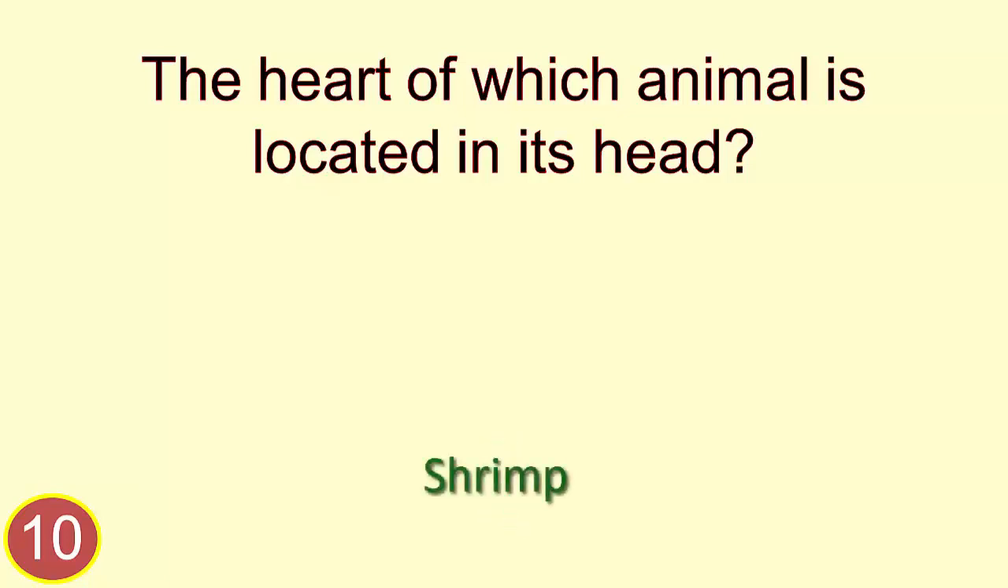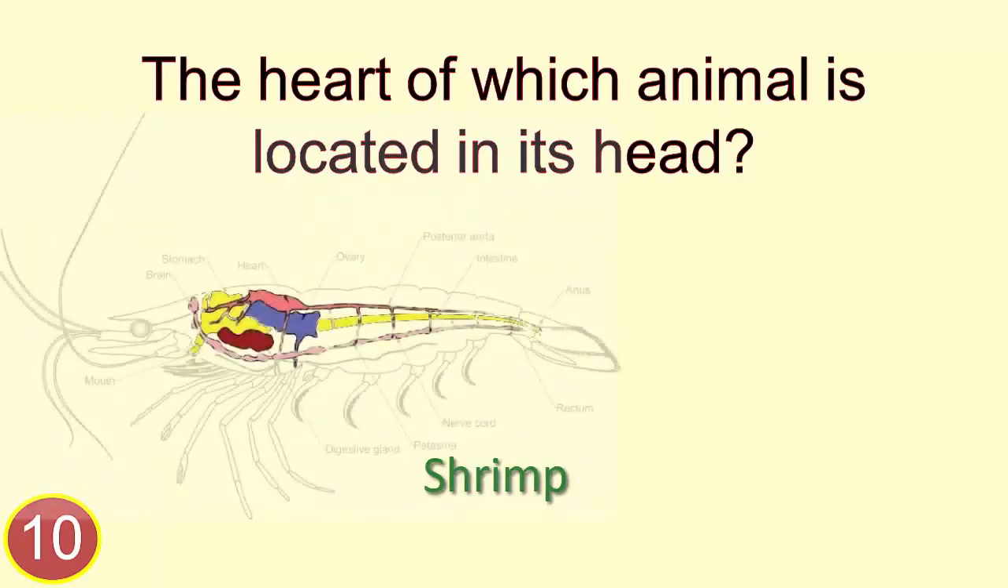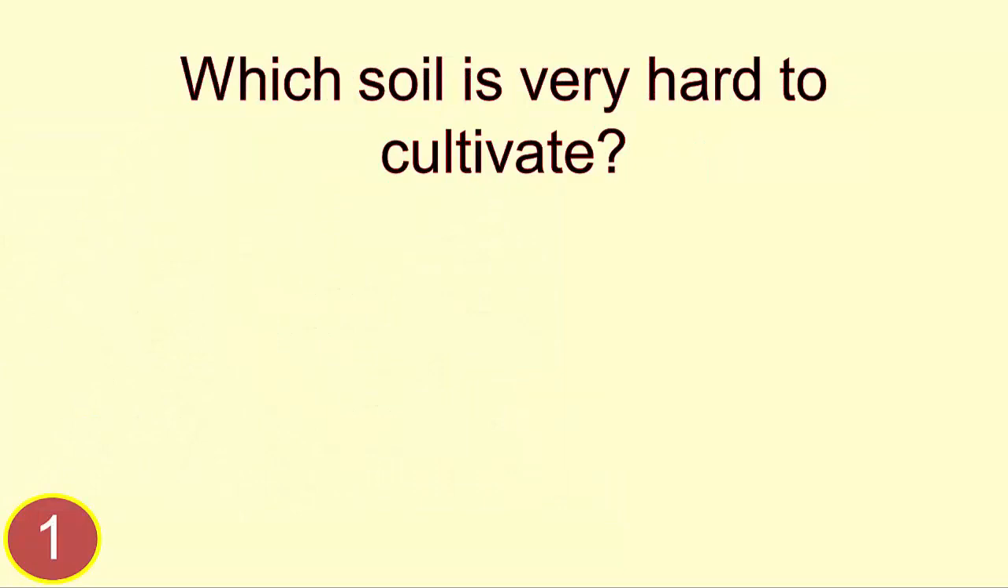The heart of which animal is located in its head? Answer is shrimp. Looking at the anatomy of a shrimp, we can see that its heart is located behind the brain, but the head and the thorax are covered by a single exoskeleton. This gives the impression that the heart of a shrimp is on its head. Which soil is very hard to cultivate?